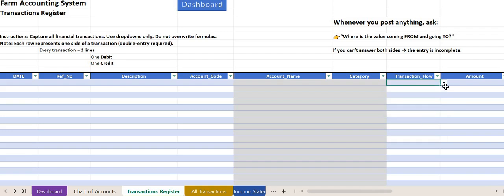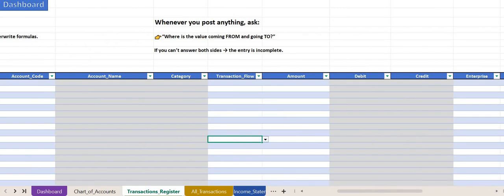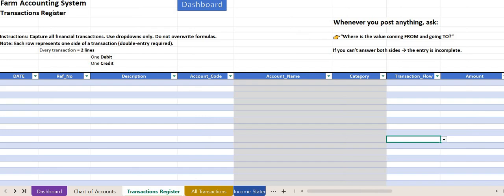So you are going to select the source, which will be the account where the value is coming from, and the received will be the account that is the recipient of that value. All right. So received means the account is increasing and the source means the account is decreasing. So every transaction, rather, is recorded in a balanced way.